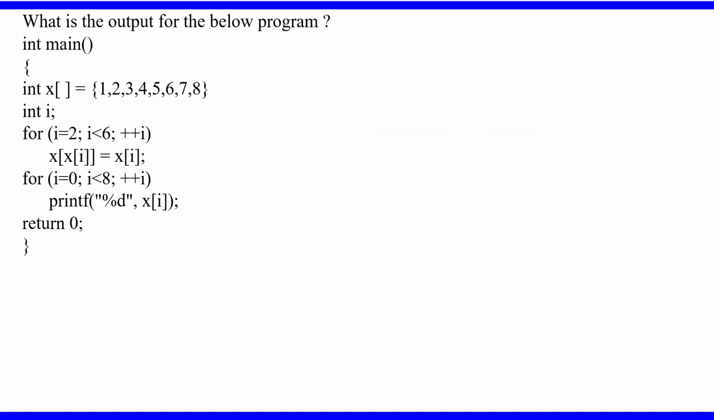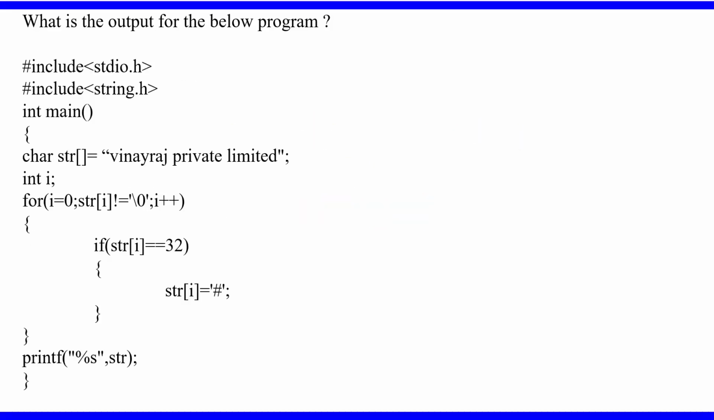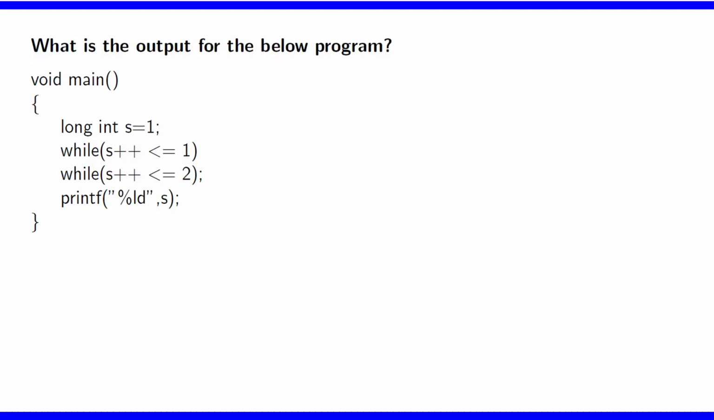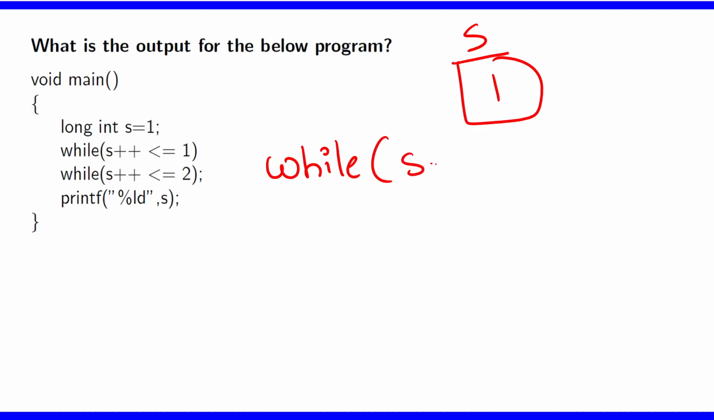Maybe one problem we will solve here. I am looking for one for loop problem, then we will come back to strings. Please solve this problem. Please see what is written here. Long int s equal to 1. So the s value is given as 1, and this is a previous question. While s plus plus less than or equal to 1, and then there is another while statement. Maybe you just try it first and tell me the answer. %ld is true; the format specifier for long int is %ld. So for %ld the s value is 1. Can you guess the answer for this? What could be the output?